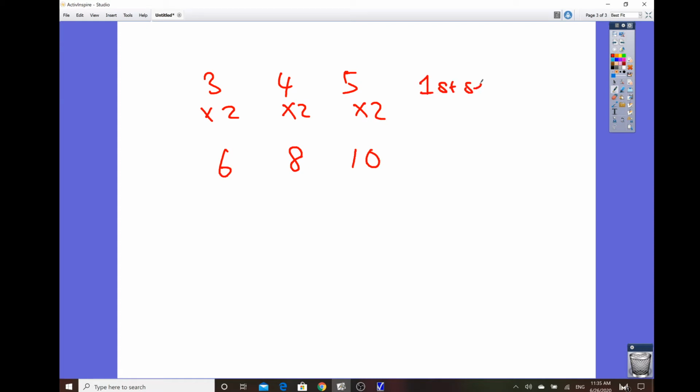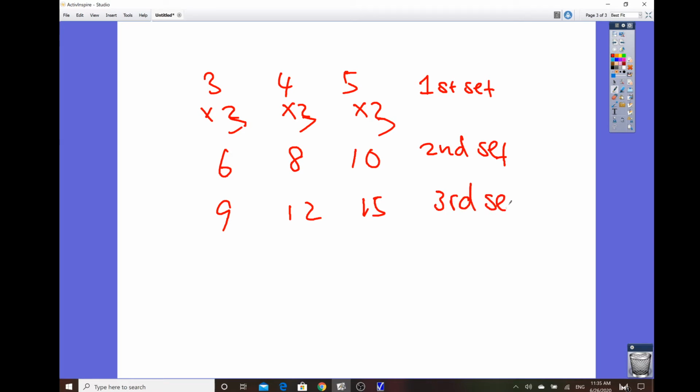So here's the first set. Here's the second set. Now what happens if I multiply these numbers by 3? So 3 times 3, I got 9, and then 4 times 3, I got 12, and then 5 times 3, I have 15. So that's the third set, and they're all considered Pythagorean triples.